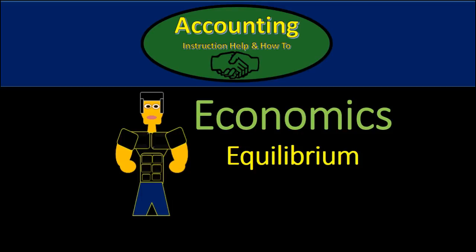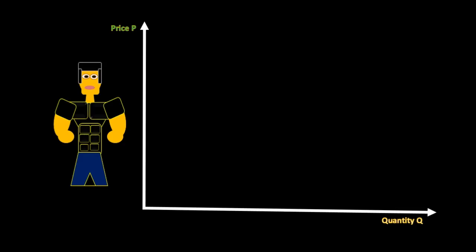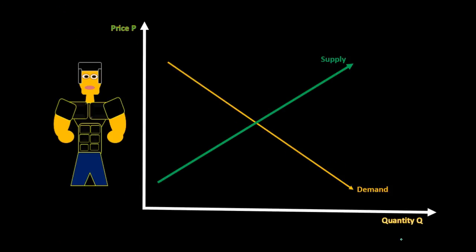Hello, in this presentation we're going to talk about equilibrium. We're going to do that looking at our familiar graph here. We have the price on the vertical axis and the quantity on the horizontal axis. We have our upward sloping supply curve, our downward sloping demand curve, and of course the point of equilibrium is in the middle where they intersect.